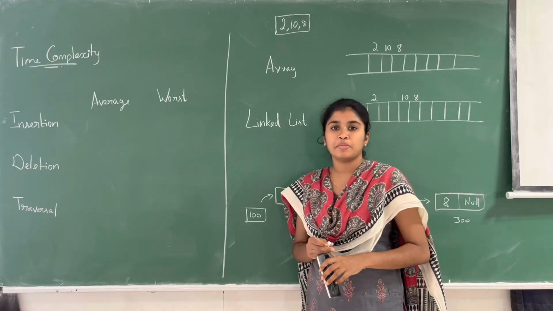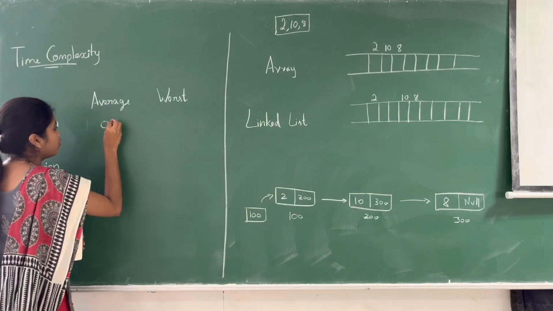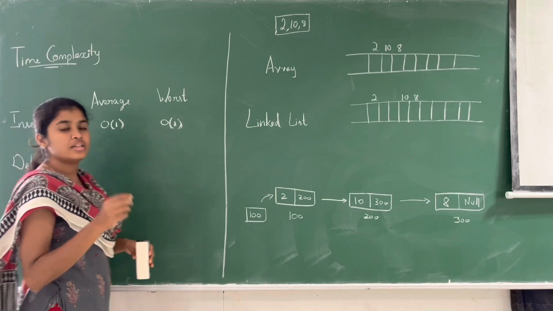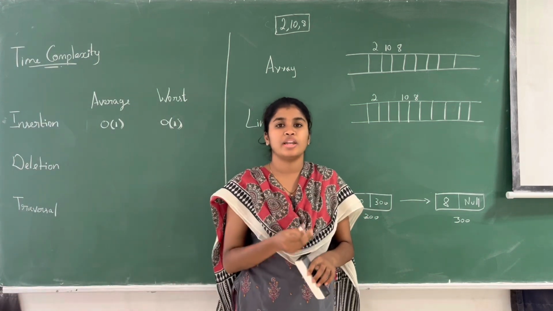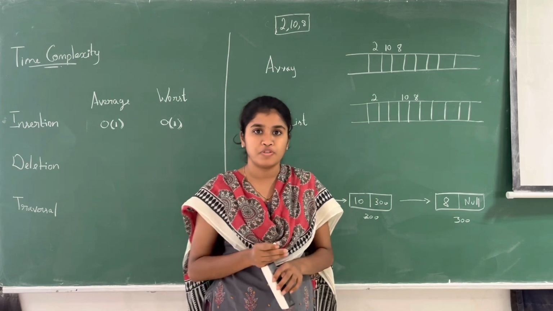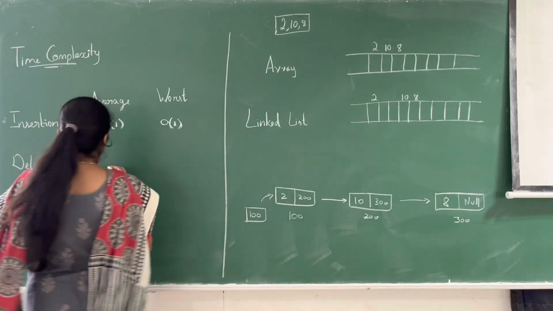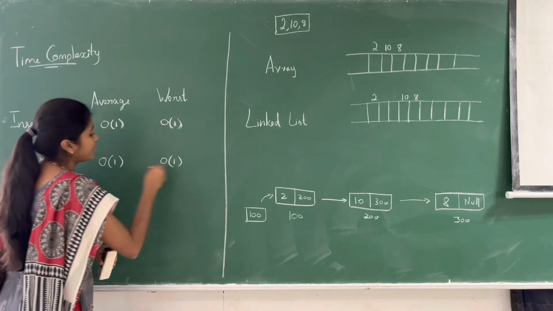Now let us see the time complexity in a linked list. Insertion takes order of 1 time complexity for both average and worst case. This is because in a linked list we can store as many elements as we want until the memory becomes full. A linked list is dynamic in nature. Next is deletion. Deletion also takes order of 1 time complexity.